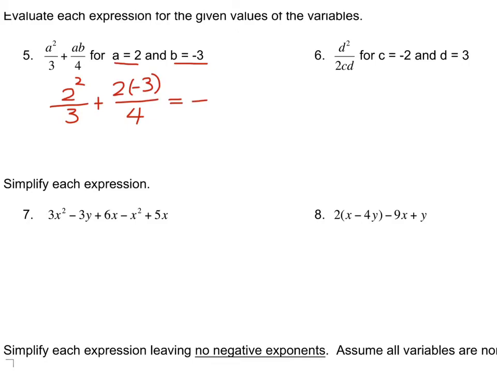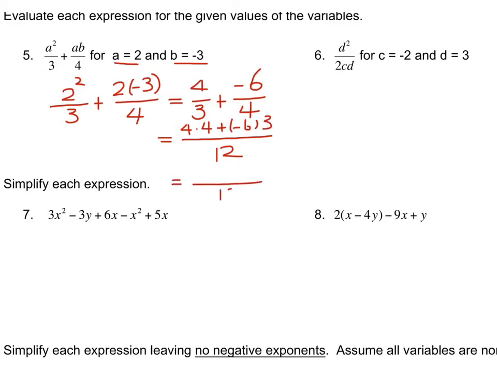2 squared equals 4. Divided by 3, that's the first term. How about the second term? So we have negative 6, 2 times the negative 3, that's negative 6 divided by 4, which you can reduce it down to negative 3 over 2. Or we can just go ahead and make the same denominators. So the least common denominator between 3 and 4 would be 12. So in order for 3 to become 12, I have to multiply it by 4. In order for 4 to become 12, I have to multiply it by 3.